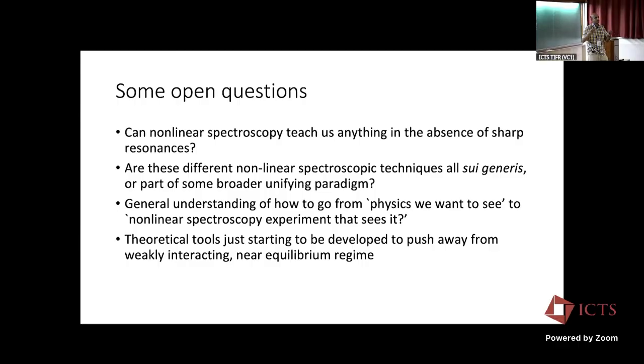You find some solvable point, some weakly interacting quasi-particle description about that solvable point, and then in terms of those weakly interacting quasi-particles, you can formulate a description of nonlinear spectroscopy. Can we do it without that crutch? Now, can we meaningfully talk about and analyze nonlinear spectroscopy in contexts where we don't have a weakly interacting quasi-particle description, or in a context where we're not near equilibrium?